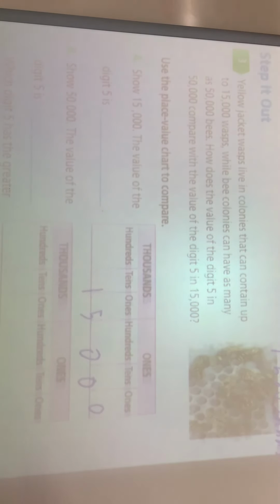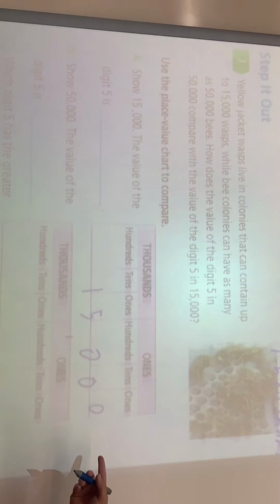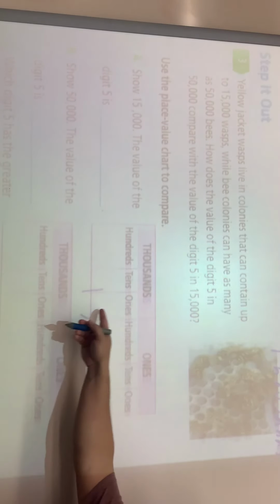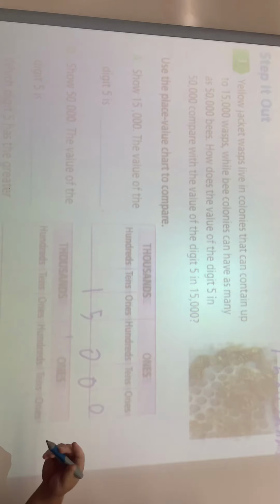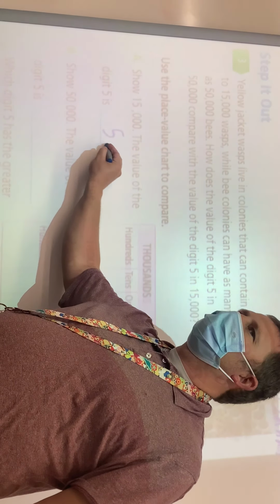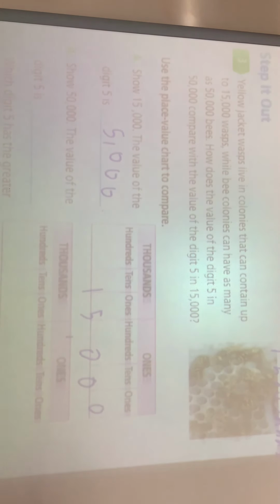Okay, so this is really cool because this helps us see the value very fast. What's the value right here? 5. 5 right up here. Yeah, so what are we going to put over here? 5,000. Okay, let's go ahead and fill out the next one.